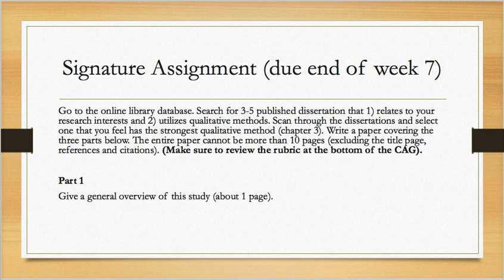The first part of the paper is just a description of the overview of the study. It's not intended to be an analysis, but rather just a one-page description about the study. And here you can pull information from Chapter 1, the background, the introduction. You can describe the setting of the study a little bit, but it's not intended to be an exhaustive attempt at analyzing the paper. Just give an overview of what the study is about.